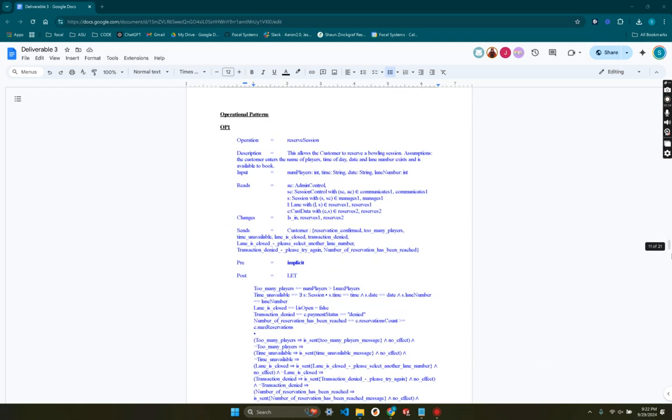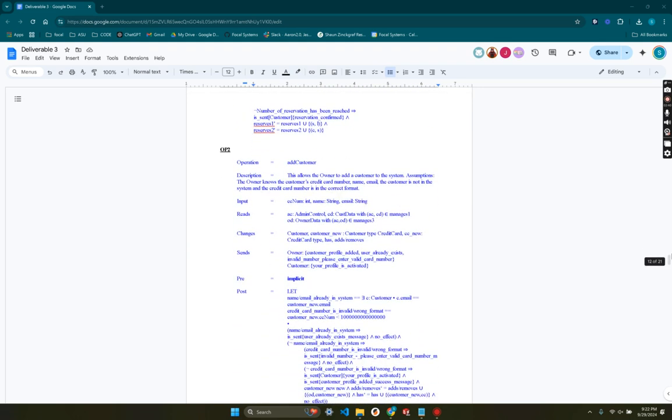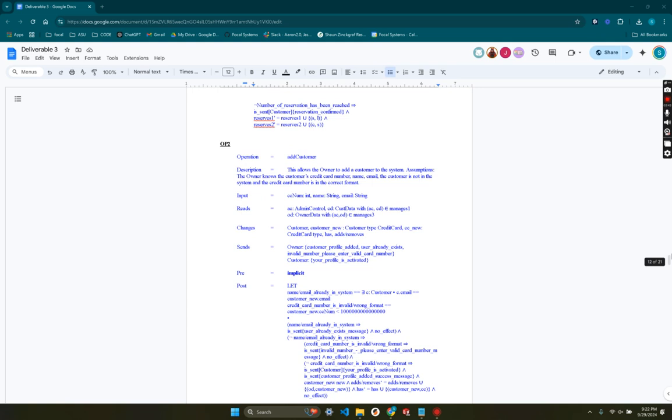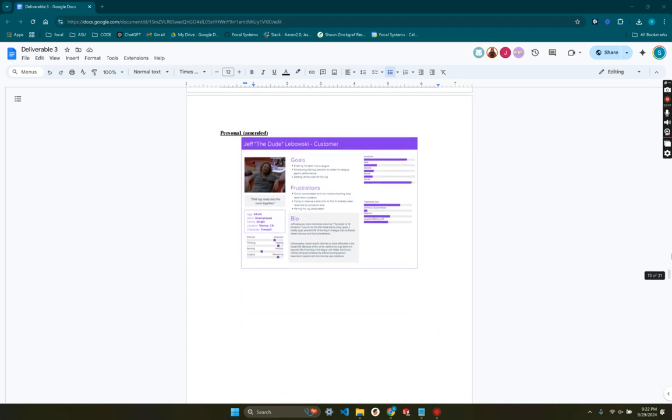This week we introduced two operational patterns. The first is for a reserve session, where we outline the process of reserving a bowling alley session, covering key points like validating the number of players, checking lane availability, and handling payment issues. The second pattern, for add customer, details the steps an owner takes to add a customer, including credit card validation and preventing duplicate entries. These operational patterns help formalize the logic for these key system operations.